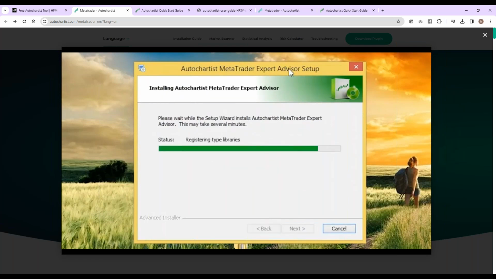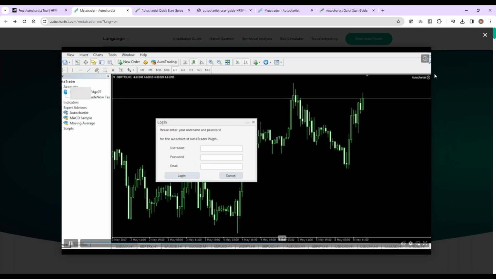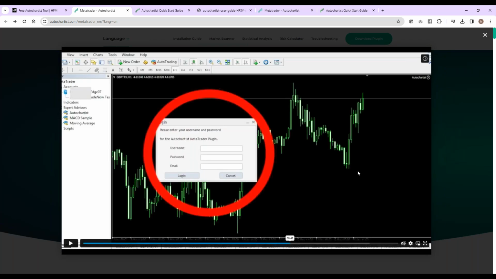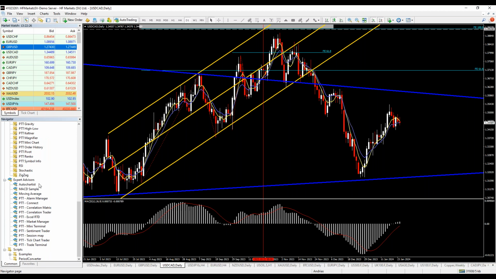It takes just a few minutes, and that will be it. What you need to do next is close your MT4 and MT5 and open them again in order to be able to see Autochartist over here. So in my platform, where I have already installed Autochartist, this is an MT5 one. Here it is, below the expert advisors, Autochartist. This is where you will find it as soon as you install it.